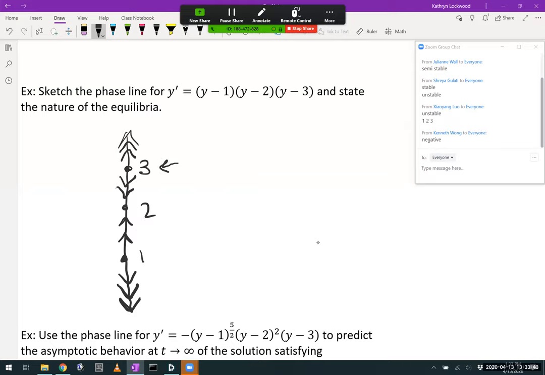Let's go through. What's the stability for 3? Very nice. It's unstable. On both sides, the arrow is pointing away, so the nearby solutions are going away. 2 is stable. All the arrows are pointing into 2. 1 is unstable. Everything's going away.